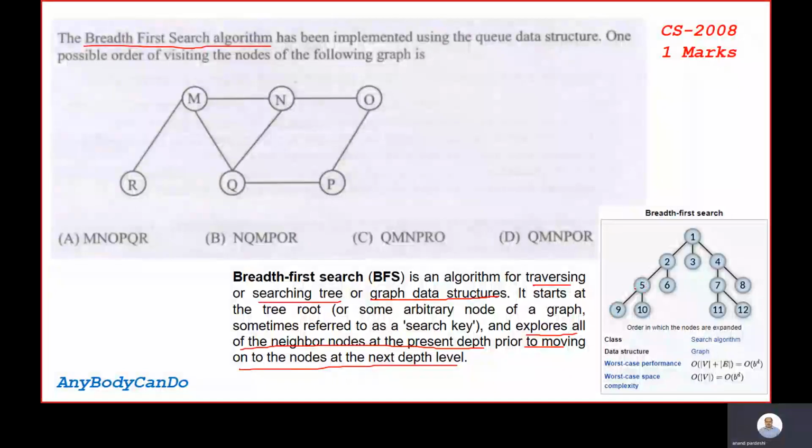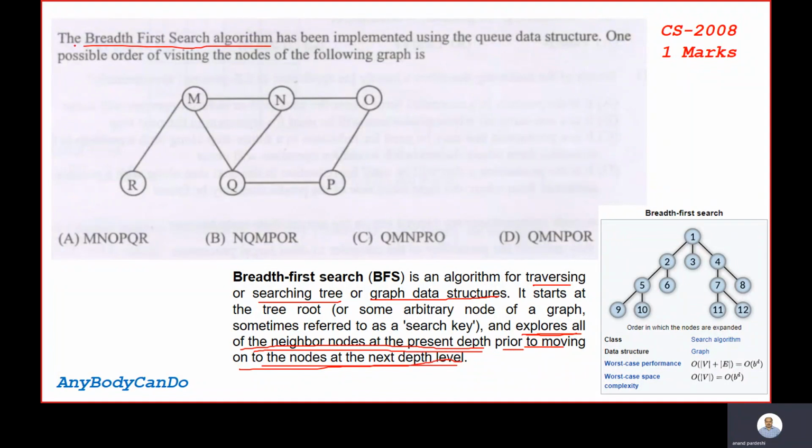Next, we need to cover all the neighbors of 5, which are 9 and 10 in this case. Then there are no neighbors of 6. Then 7's neighbors are 11 and 12, and at the end there are no neighbors of 8. So this is the simple breadth first search algorithm. The important thing is to explore all the neighbor nodes at the present depth prior to moving on to the nodes at the next depth level.